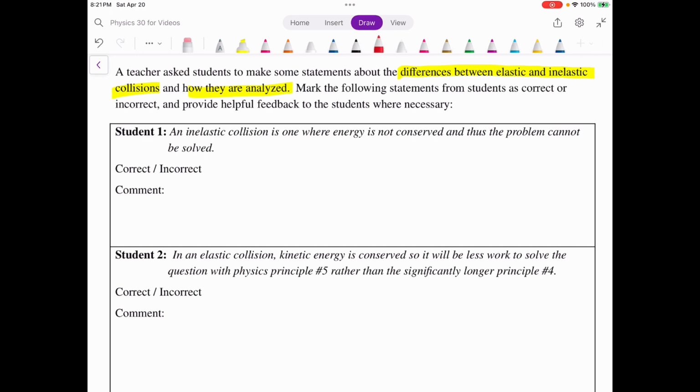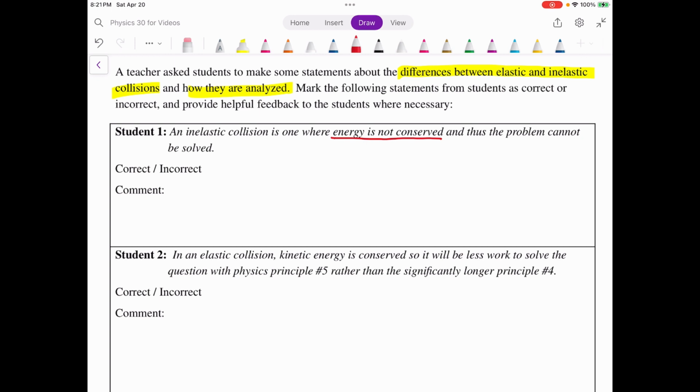I don't really agree with almost anything that this student has said. You can tell they know that in an inelastic collision, it had something to do with a form of energy not being conserved, but it wasn't all energy. Total energy is always conserved. It just might change forms into forms we don't have an equation for, or it might leave the system, maybe as heat or something like that. But total energy is always conserved. That is a fundamental law of physics.